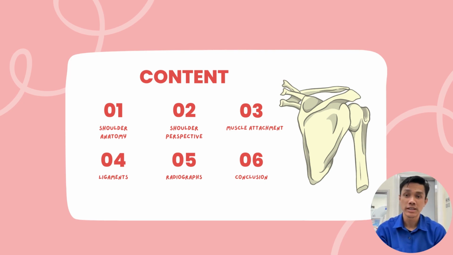Here is our content that we are going to discuss. Number 1, the shoulder anatomy, the muscle attachment to the shoulder bones, the ligaments, and the radiograph, and the conclusion of this presentation.